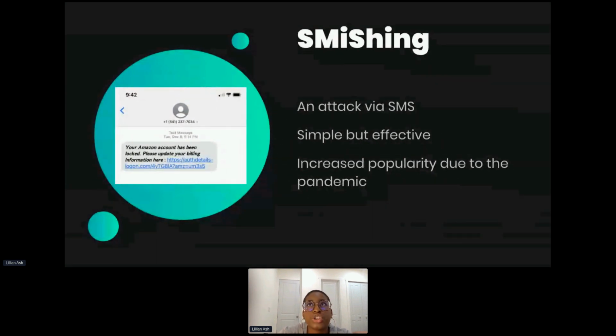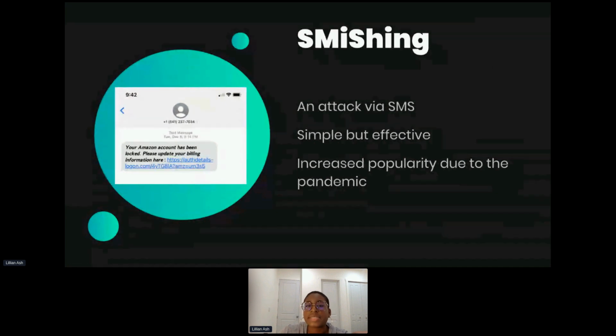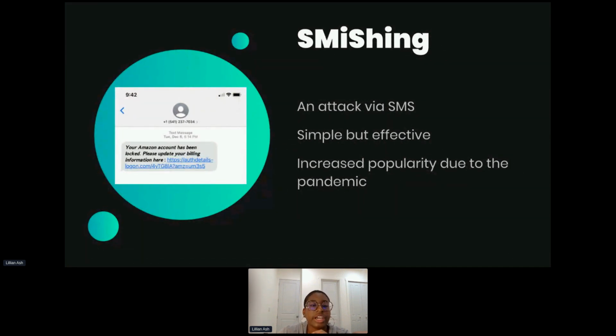So the key to this attack is that it's super brief. There's no intro, there's no closing, and usually there's less than 3 steps that the victim has to follow. And if you can see in this example here, there's usually a link that you have to follow or click or something similar, right?